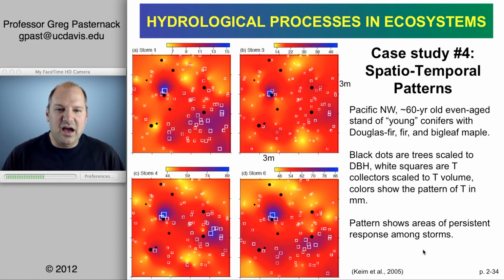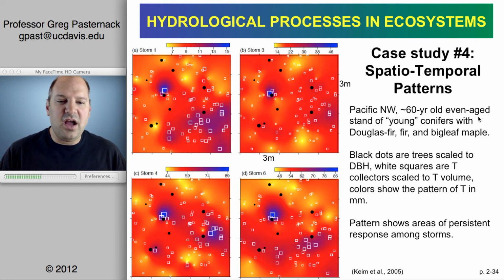This is one last example I want to show you. It's another spatial pattern, but in this case, looking at one site through 4 different storms. So in this case, it's the Pacific Northwest, about a 6-year-old even-age stand of young conifers, consisting of Douglas fir and big leaf maple.